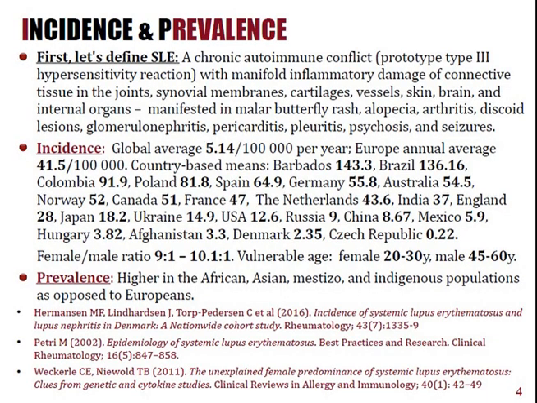First, let's define it. Name it, claim it. SLE is a systemic chronic autoimmune disease with manifold inflammatory damage of connective tissue in the joints, synovial membranes, cartilages, vessels, skin, brain, and internal organs. The course of this disease can be sporadic and unpredictable, but it's typically characterized by periods of relapse and remission. The relapse is known as lupus flare.